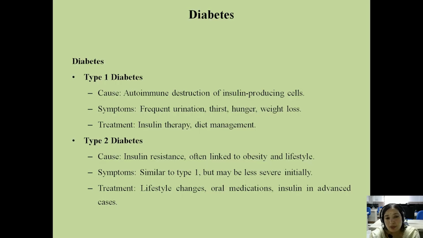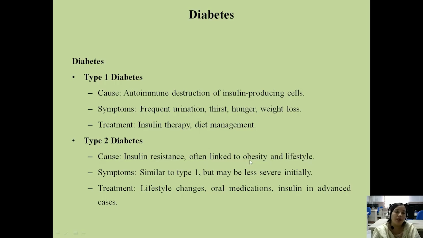Type 2 diabetes is caused by insulin resistance and is often linked to obesity and lifestyle. Symptoms are similar to type 1 but may be less severe initially. Treatment is lifestyle changes, oral medications, and insulin in advanced cases.